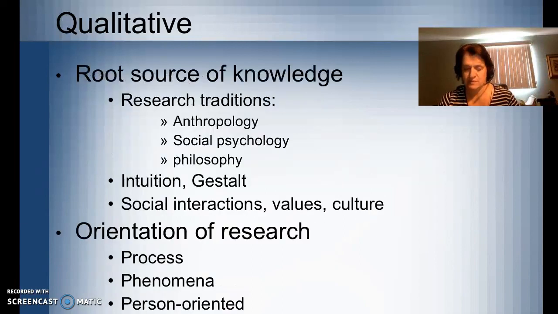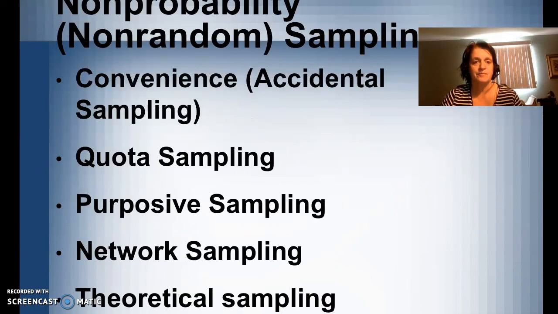The root source of knowledge for the three that we talk about a lot in class: anthropology, social psychology, and philosophy. The idea of intuition and the school of Gestalt, i.e. the whole is greater than the sum of its parts. Social interactions, values, and culture are part of the qualitative tradition. The research is very much process-oriented, interested in complex phenomena, and person-oriented.